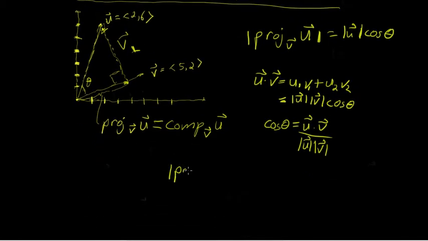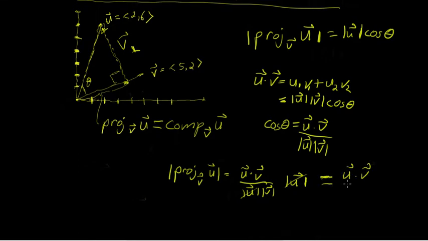So if I wanted to represent the length of the projection of u onto v, then that would just be u dot v over magnitude of u times magnitude of v. This is the cosine theta part, and remember we multiply by the magnitude of u. So times the magnitude of u. These cancel, and we just get, should be an equal sign, u dot v over magnitude of v.